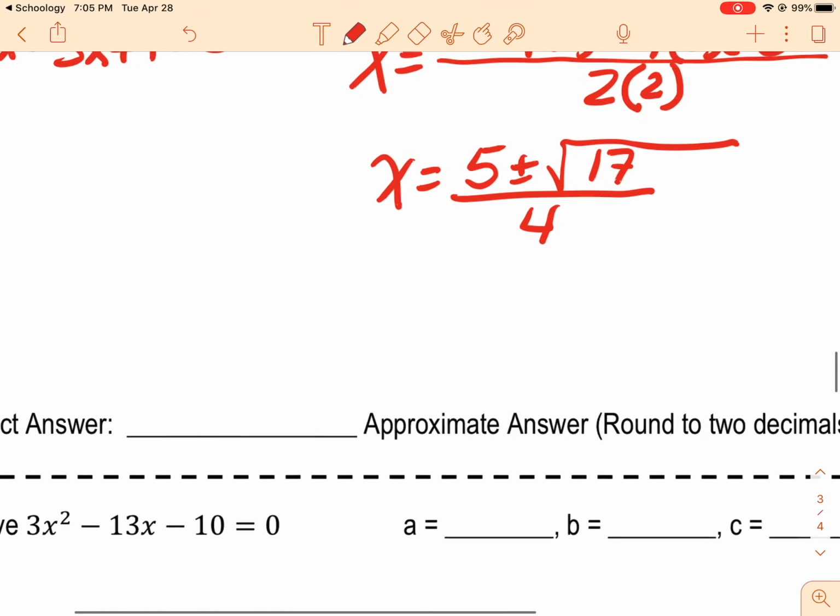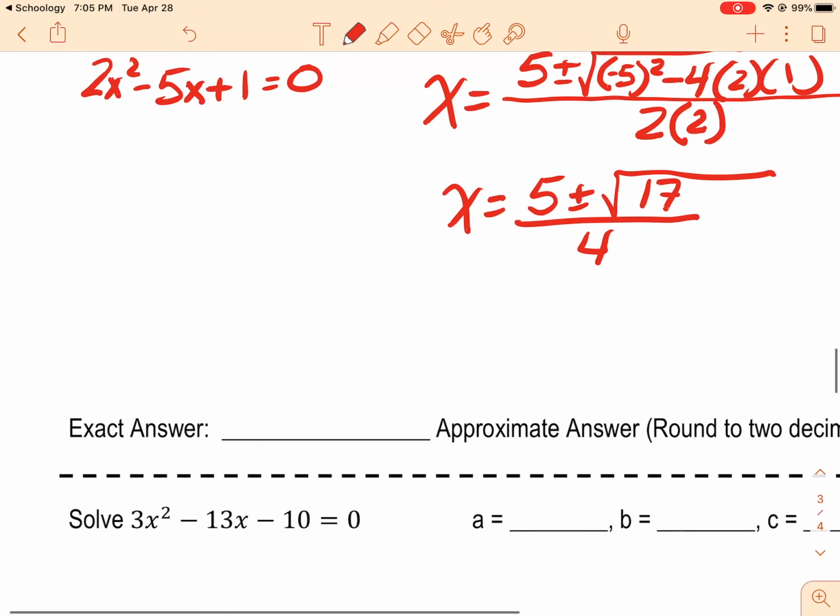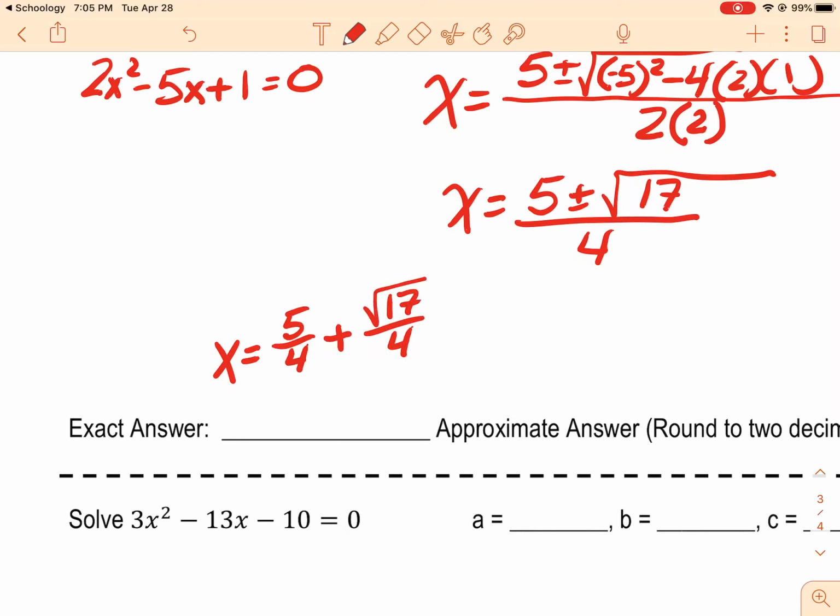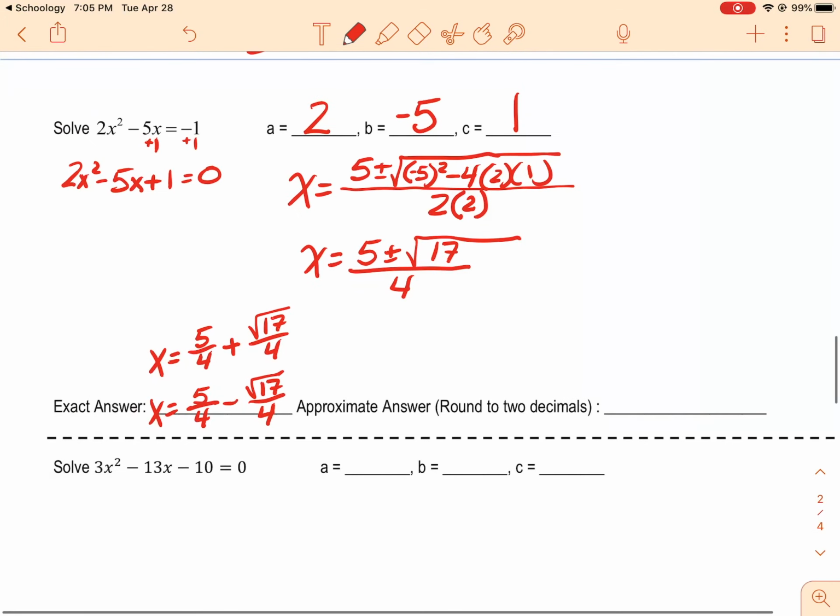Another way to write it, compared to our exact answer before, would be like this. So we get x equals 5 plus the square root of 17 over 4. We can actually write each of those over the 4. So it's 5 over 4 plus the square root of 17 over 4, and then we have x equals 5 over 4 minus square root of 17 over 4. So that's another way that you can see it written.